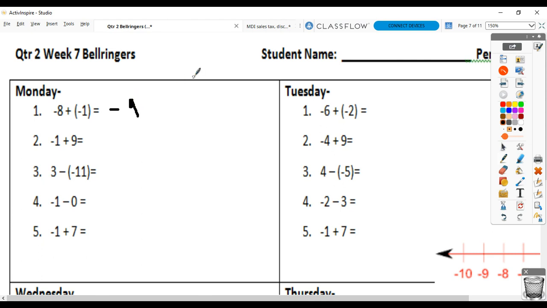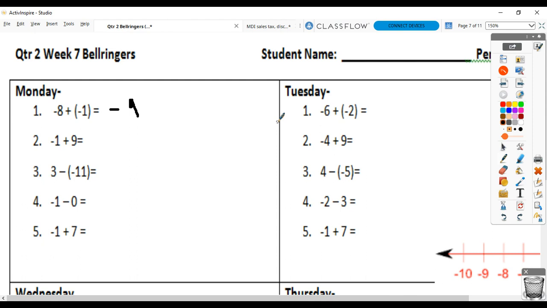So we start with number 2. What are the signs? Well, for number 2, I have negative and I have positive. Are these the same signs? No, they're not. They're different signs. So when we add numbers with different signs, we have a rule where we subtract the numbers and keep the sign of the bigger number.